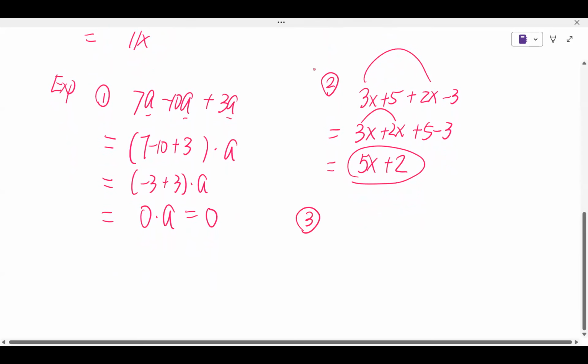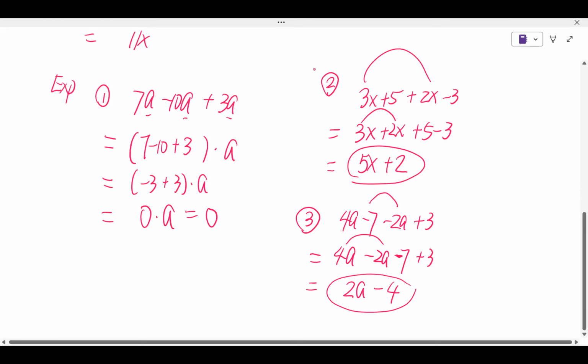Let's say we get something like 4a minus 7 minus 2a adding 3. Again, we just switch the order of those terms, using the commutative property. 4a minus 2a, they are like terms. 4 minus 2 is 2, carry over the a. And minus 7 plus 3 is like 3 minus 7, so we get minus 4.